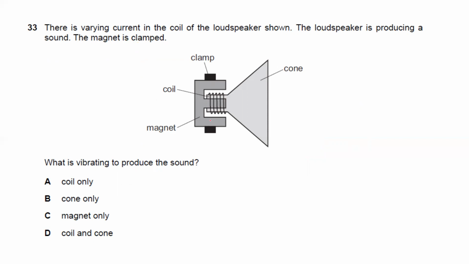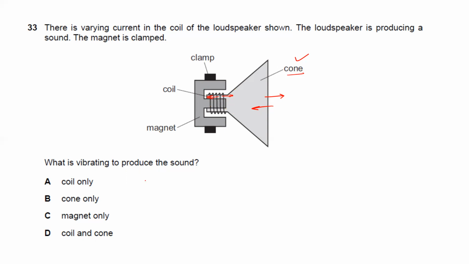So the magnet, this electromagnet, is fixed. What is vibrating to produce the sound? Remember, the cone is vibrating, that's for sure. Then the coil is wound on this cone, not on the electromagnet. So when the cone moves to and fro, this coil also moves to and fro with the direction of the cone. So both cone and coil move, whereas this electromagnet is clamped.